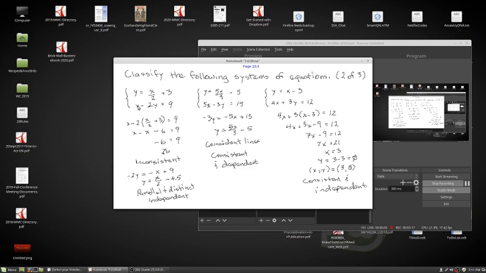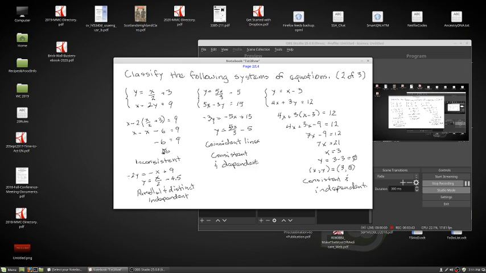They have the same slope, it turns out. We would have seen that if we had just solved this one for y. We would have gotten y is equal to x over 2 minus 4.5 instead of a plus 3. So they're inconsistent because they're independent. They're two different lines that don't intersect.